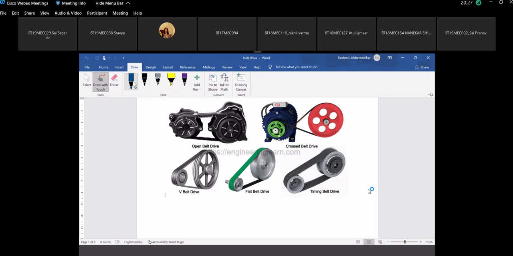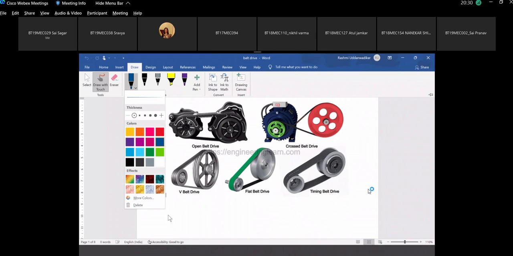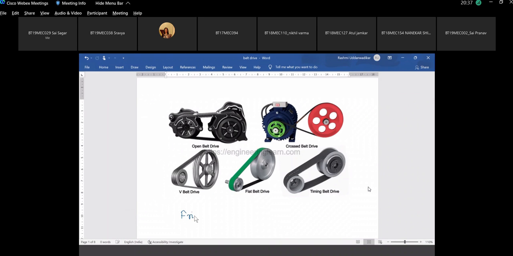There are different types of belt drives you have studied. Belt drives are essentially called friction drives because the power is transmitted by virtue of friction. If there is no friction, then the power transmission will not be possible. You can see this is the belt and these are the pulleys. This is known as an open belt drive. This is known as a cross belt drive, where between the two pulleys, the belt is in cross position. What would be the major difference? When do you go from open belt to cross belt?